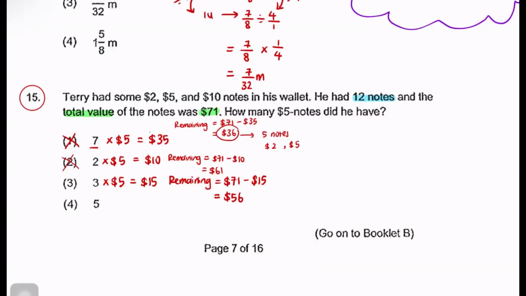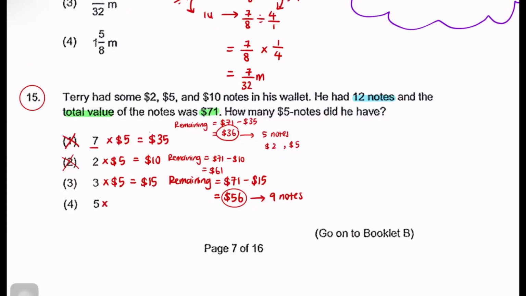How many notes will he have left for this 56? He will have only 9 notes left, because he started with 12. If 3 are $5, then only 9 notes are left, right? Can these 9 notes be split into $2 and $5 and somehow add up to 56? Before we conclude too fast, let's try the last option.